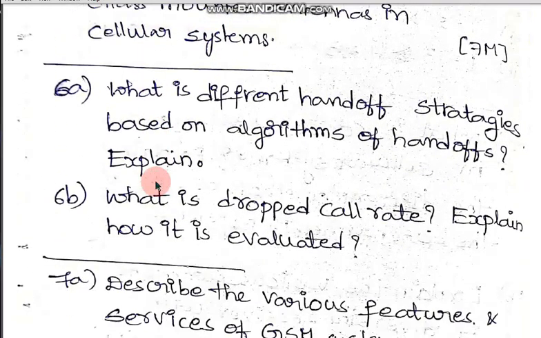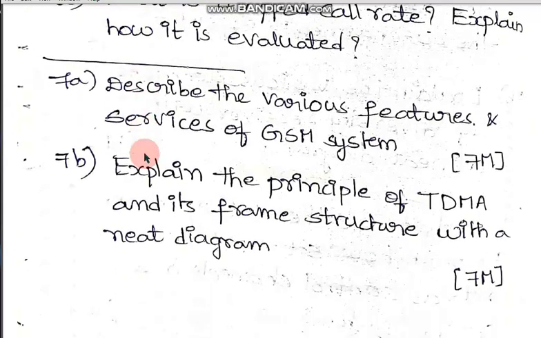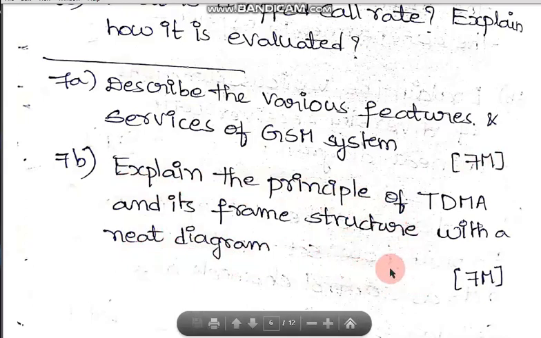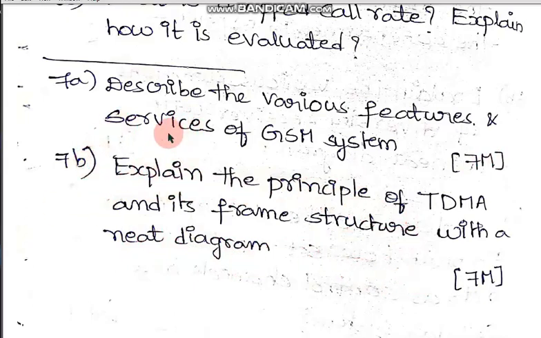Now coming to the fifth chapter, what are the different handoff strategies based on algorithms of handoff, explain about them. And what is dropped cell rate, explain how it is evaluated. Last but not the least, describe the various features and services of a GSM system, which is also for 7 marks, and explain the principle of TDMA and its frame structure with a neat diagram, which is also for 7 marks. So we might observe some questions repeating from set to set.